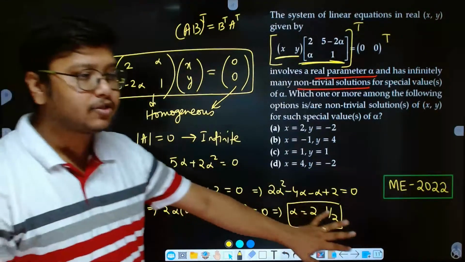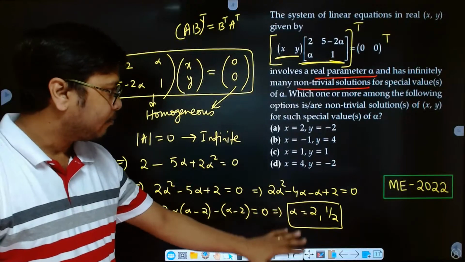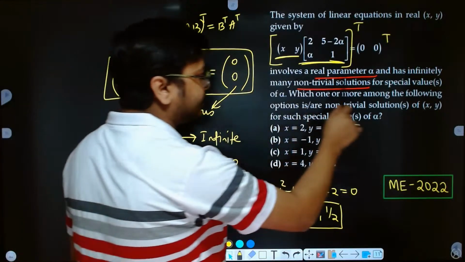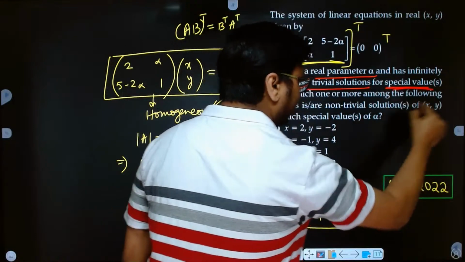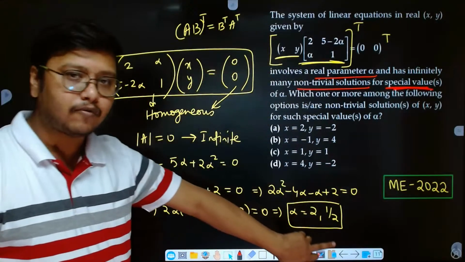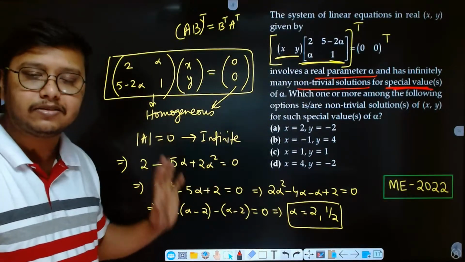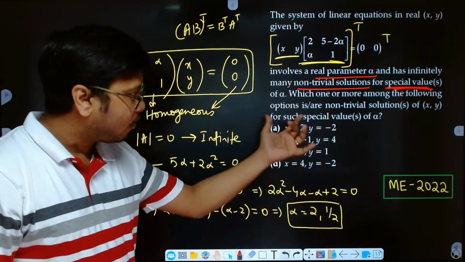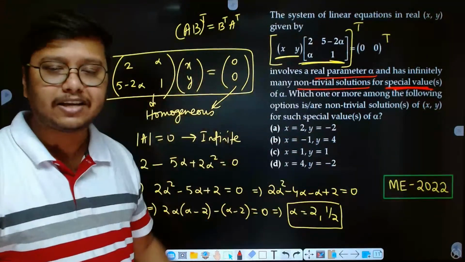But the objective is not to find the alpha value here. The objective is, this is the special value of alpha they are talking about. They are saying that it involves special values of alpha. So this is that special value of alpha for which the infinite solution case is happening. Now it is asking for this value of alpha, what are the possible cases of x and y?